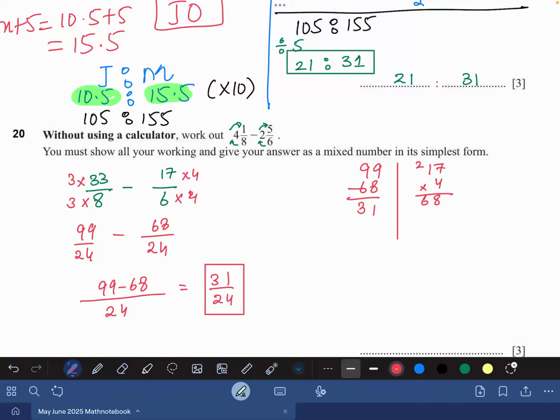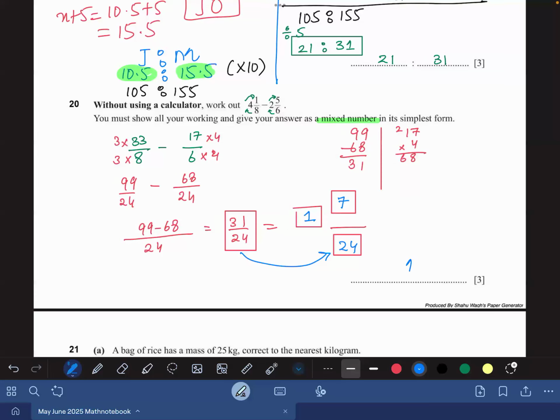No, definitely not, because we have to give the answer in the form of a mixed number. How to write a mixed number? This is important for you. A mixed number has 3 pieces. The denominator is 24. But we know that 24 times 1 is 24, and 24 plus what is 31? It is 7. Agree? So your final answer on the answer line is 1 and 7 over 24. That is the final answer, and you should write above the line. Agree, everybody?